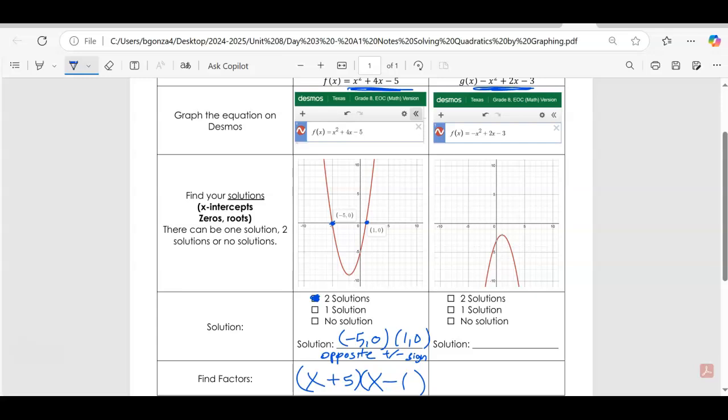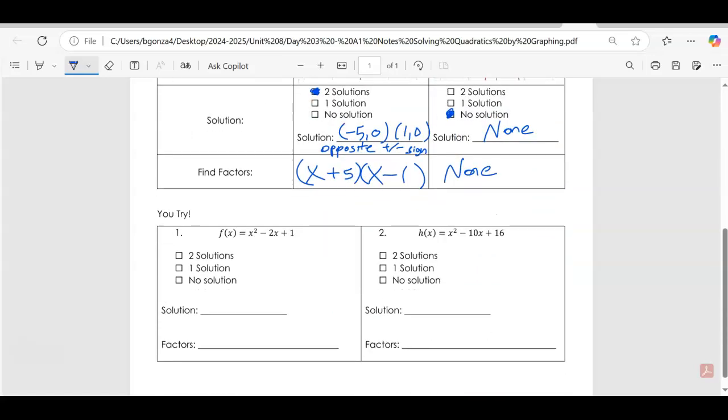So this is one of those weird situations where there's no solution. So go ahead and put no solution. And if it asks you for the solution, that's going to be none. And if there's no solution, there's no factors. None. Okay? If your graph doesn't touch x, no solution. Okay? Now, that's pretty much it. You kind of understand. We're going to do 2 quickly on the bottom here.